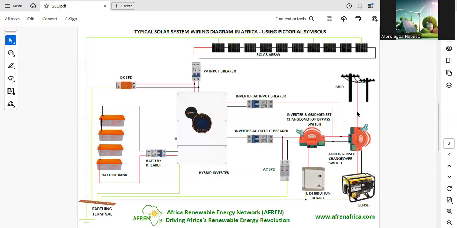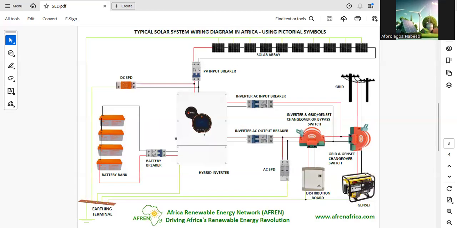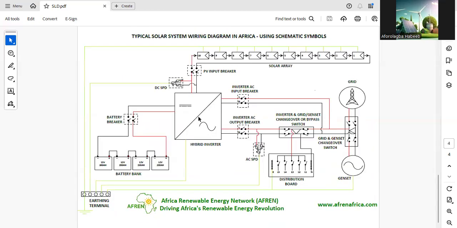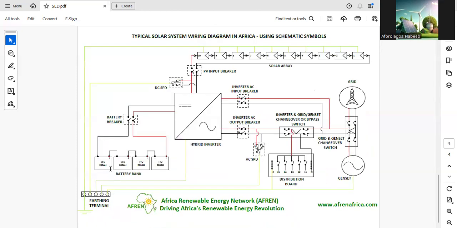In the wiring diagram, live and neutral are represented differently. This wiring diagram uses pictorial symbols, it's always the same pictures, while this one is also a wiring diagram, but I'm using schematic symbols here. Look at the inverter here for the pictorial symbol, look at the inverter here for the schematic symbol. Look at the batteries here for the pictorial symbol, look at the batteries here.